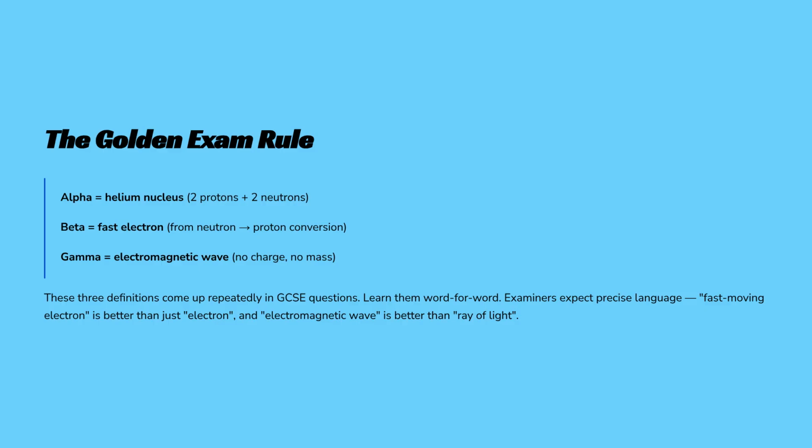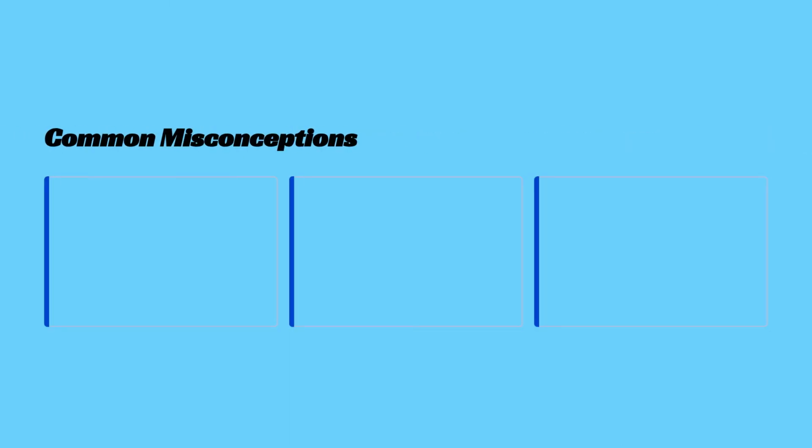The golden exam rule: always use precise definitions. Learn that alpha is a helium nucleus, beta is a fast-moving electron, and gamma is an electromagnetic wave. Examiners look for this specific language, so avoid imprecise terms like ray of light for gamma or just electron for beta. Let's clear up common misconceptions.